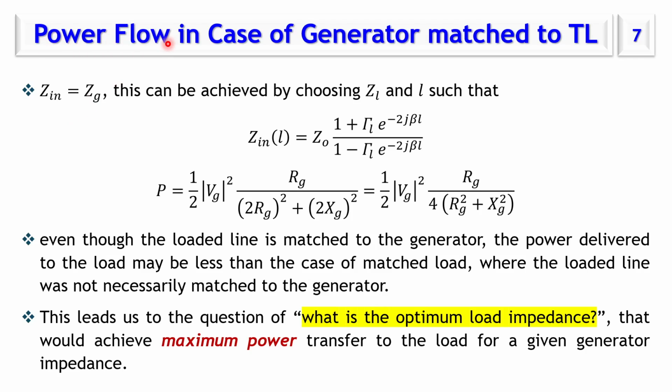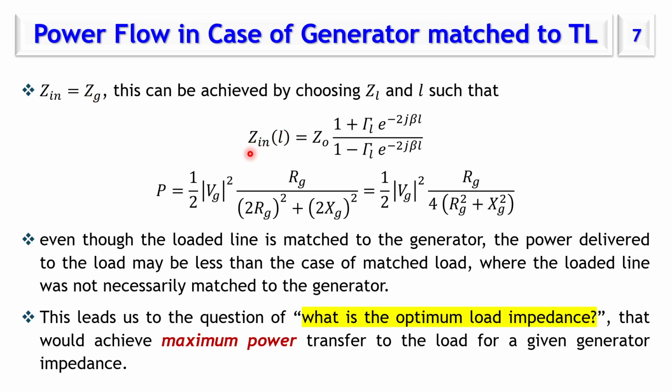So if we have a case of generator matched to the transmission line, which means Zin equals Zg. Here this is an important thing: when the generator is matched to the circuit, it means Zin equals Zg. It doesn't mean that Zg equals Z naught. The input impedance, when we say matched to the generator, means that Z input equals Zg.